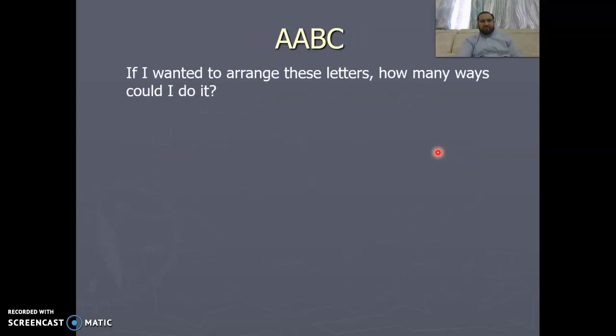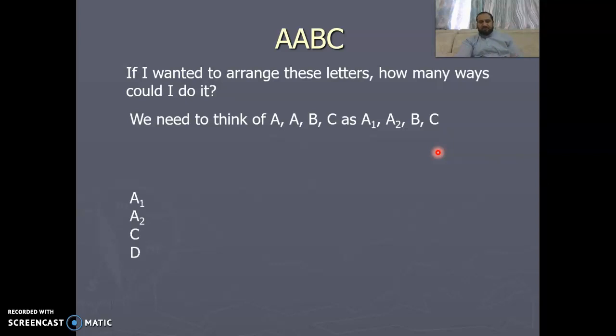Okay, if we have the letters A, A, B and C, we have 4 places. If I want to arrange these letters, how many ways could I do? Here we need to think of A, A, B, C as A1, A2, B and C. You might get confused because A is twice here, but we are thinking of them as different letters. So we have 4 letters.